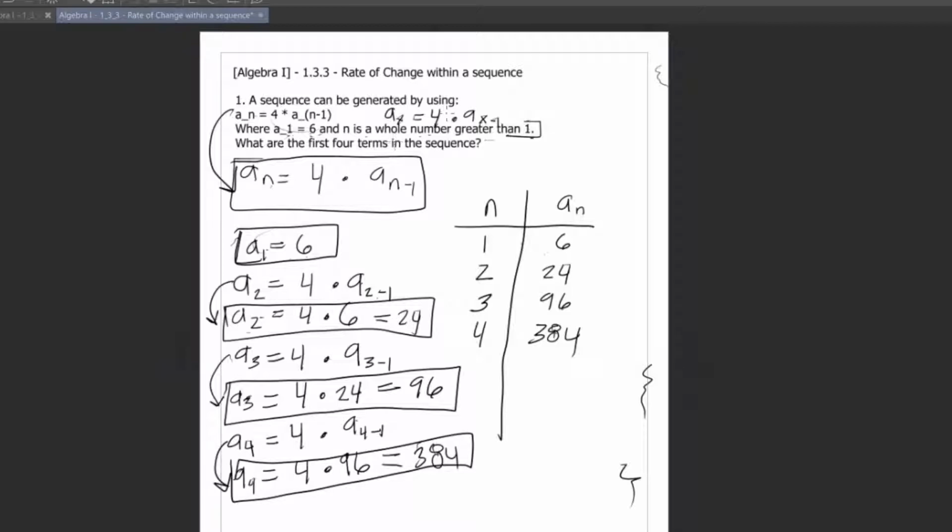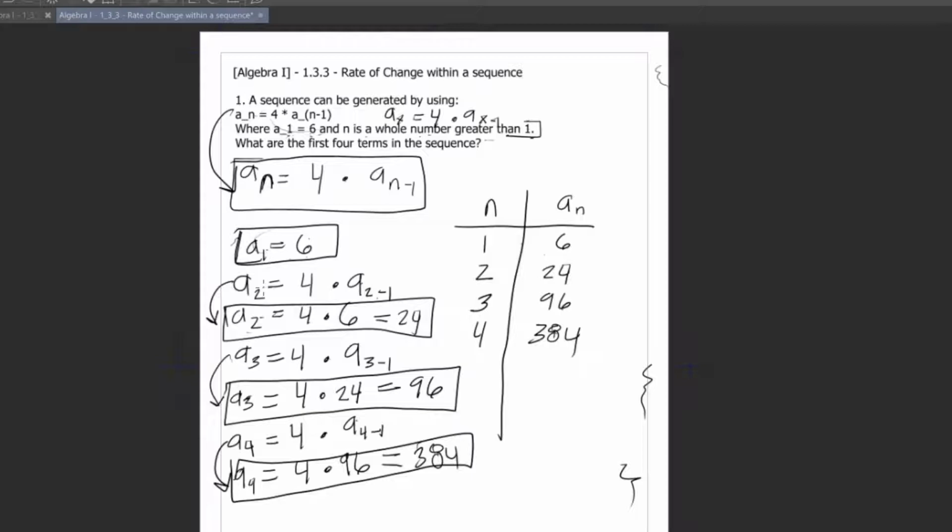What are the first 4 terms? So we have this equation. We have a sub n, a sub x, whatever, this variable here, equals 4 times this one, a sub n minus 1, which is saying the previous variable, right? So we have a sub n equals 4 times a sub n minus 1, which is the previous answer, the previous a of n value. So we're given a sub 1 equals 6. So let's solve for the next one.